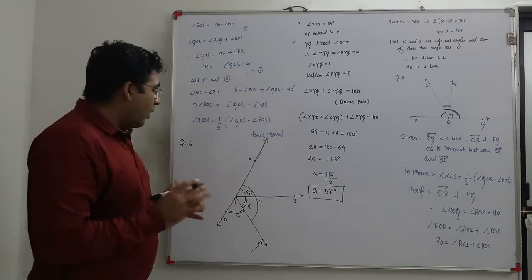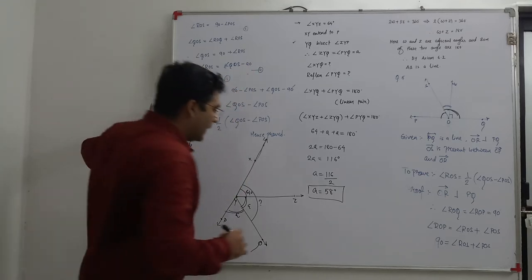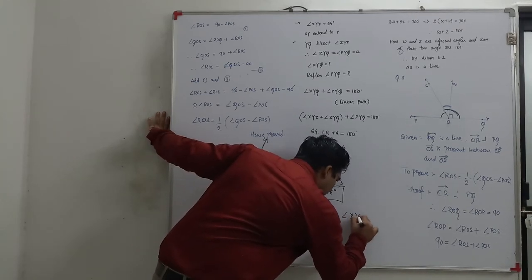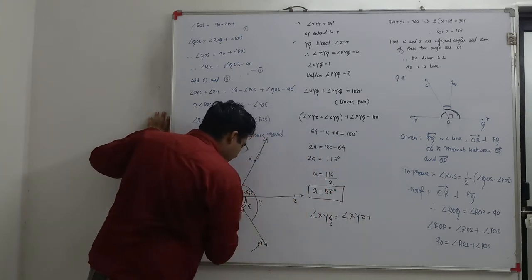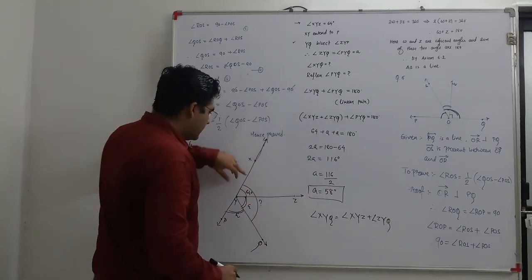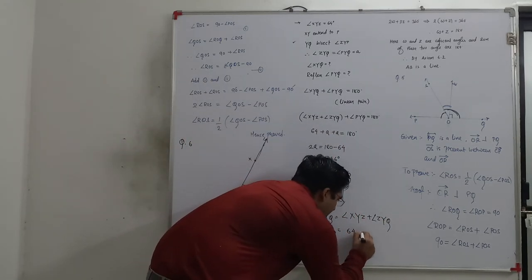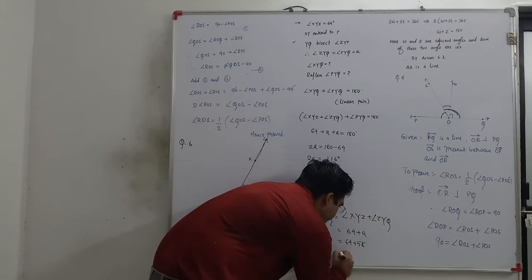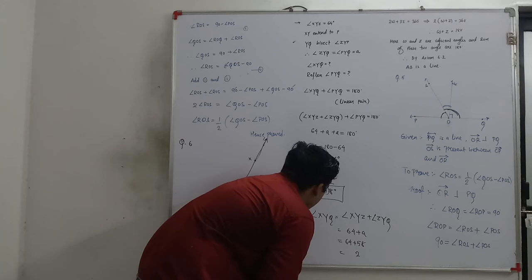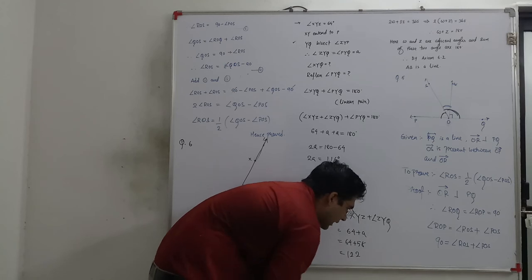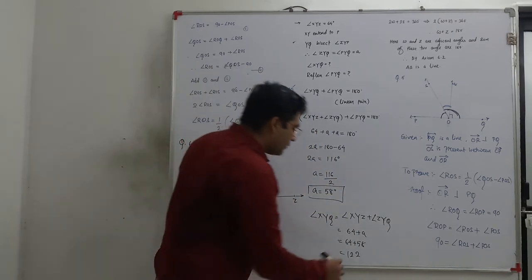So now I can find both terms. First I will find angle XYQ. Angle XYQ is equal to angle XYZ plus angle ZYQ. Angle XYZ is 64, so 64 plus A. What is the value of A? It is 64 plus 58, which is 122 degrees.